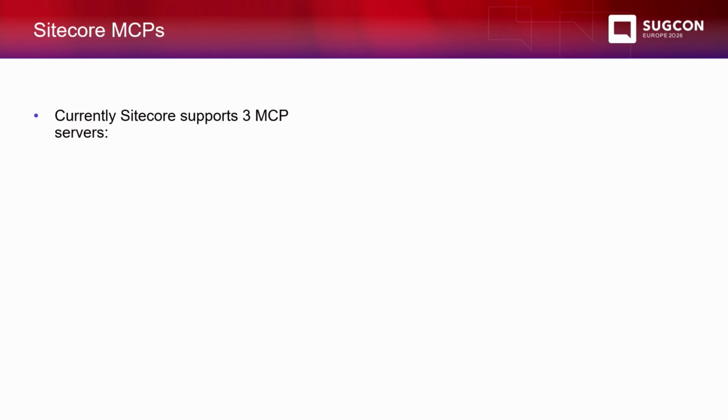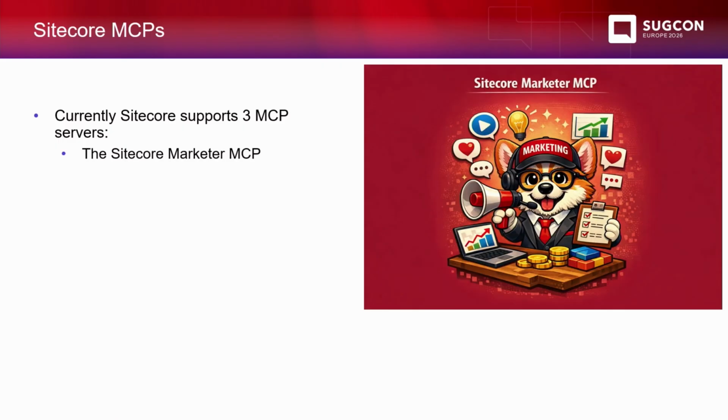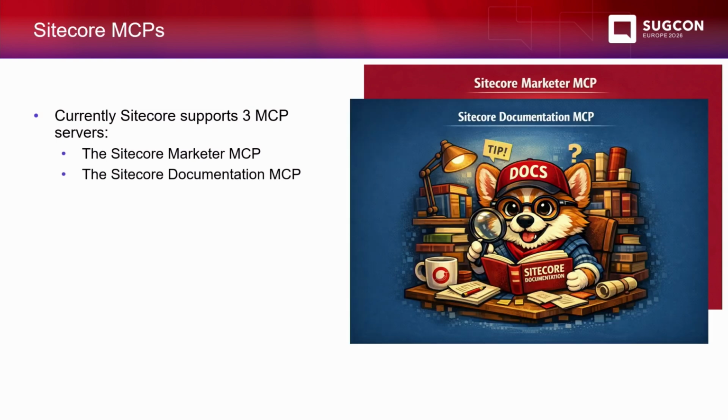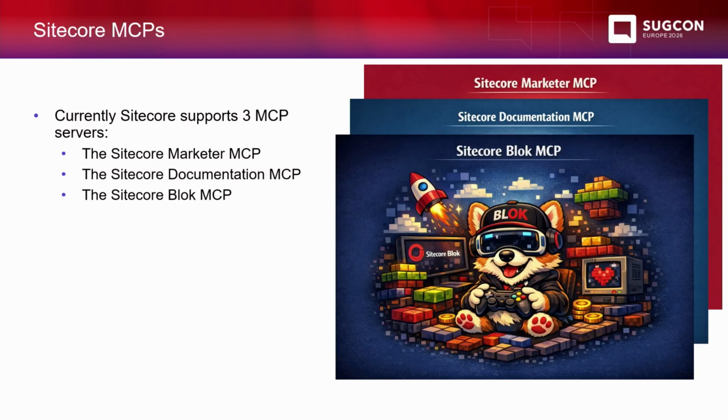But currently, what we have publicly available are 3 MCP servers. And if you have been to the sessions yesterday, you will have heard about all of these in various contexts. We have the Sitecore Marketer MCP, the Documentation MCP, and the Sitecore Blocks MCP as well. So those are the ones officially available that we provide. And I know there are more on the way. There is a 30-second roadmap talk at the end about that.